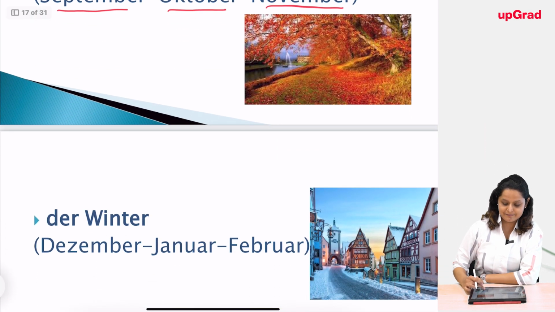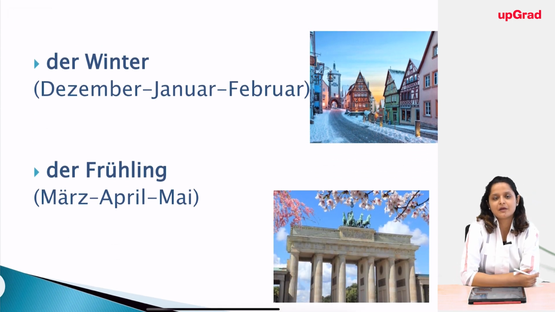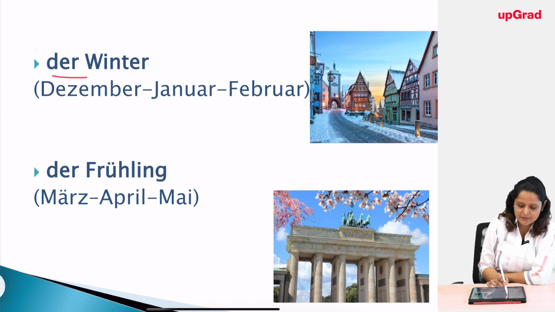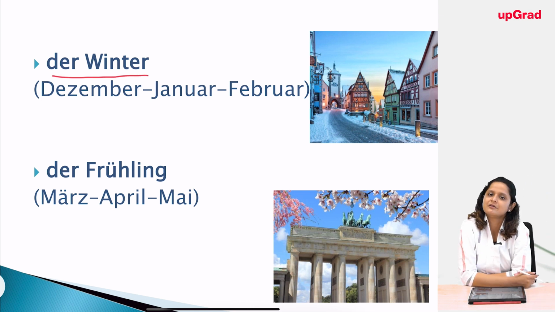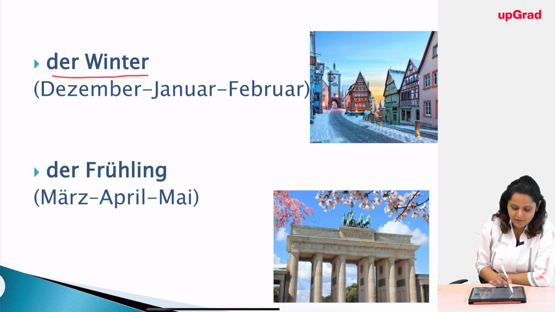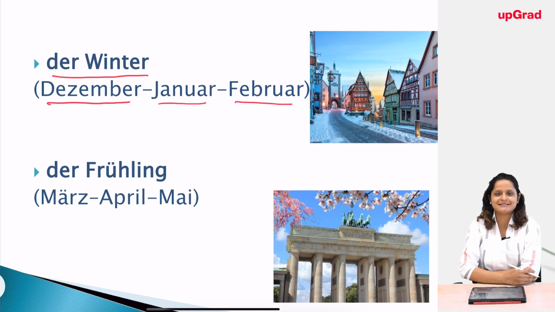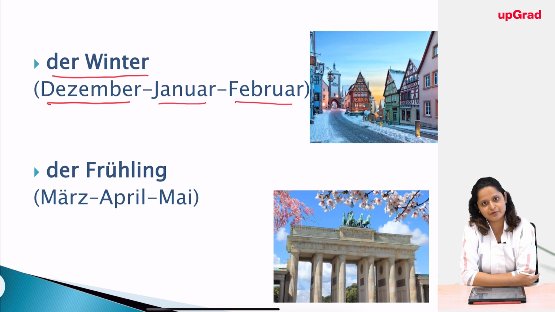After Herbst, that is after fall, the season we have is winter. So the noun for winter remains winter, but we have the article which we need to add. That is der Winter. Again, remember to not stress on the R too much at the end. It is der Winter, and your winter in Germany ranges from Dezember, Januar und Februar. That is from December to February.